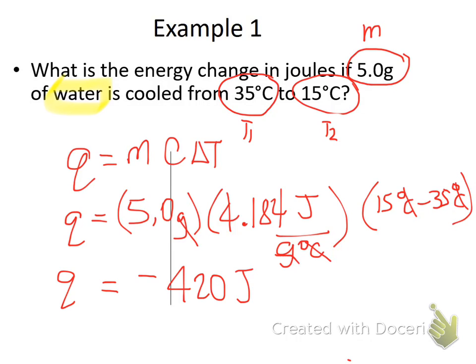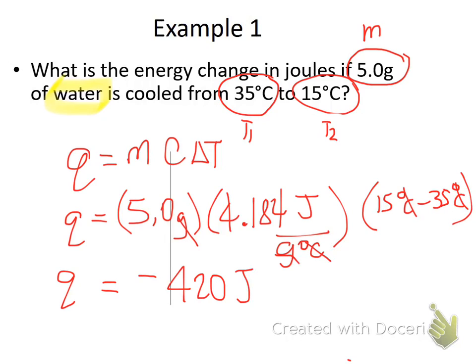Why 420? First of all, did you count sig figs? Yes. Okay, then I expect your answer to have 2 sig figs, hence 420. Is your answer negative? Yes. Excellent. And do you have joules at the end? Yes. Beautiful. I want you to think of this Q as kind of like a delta H.